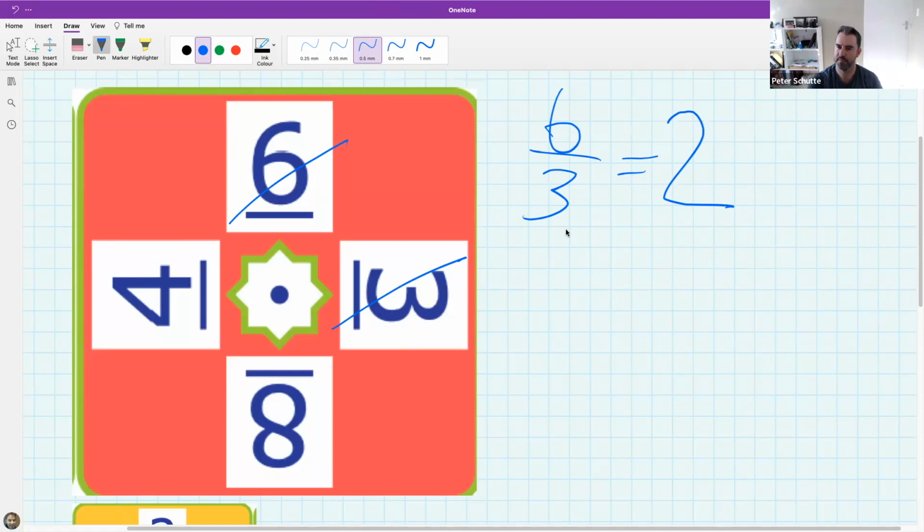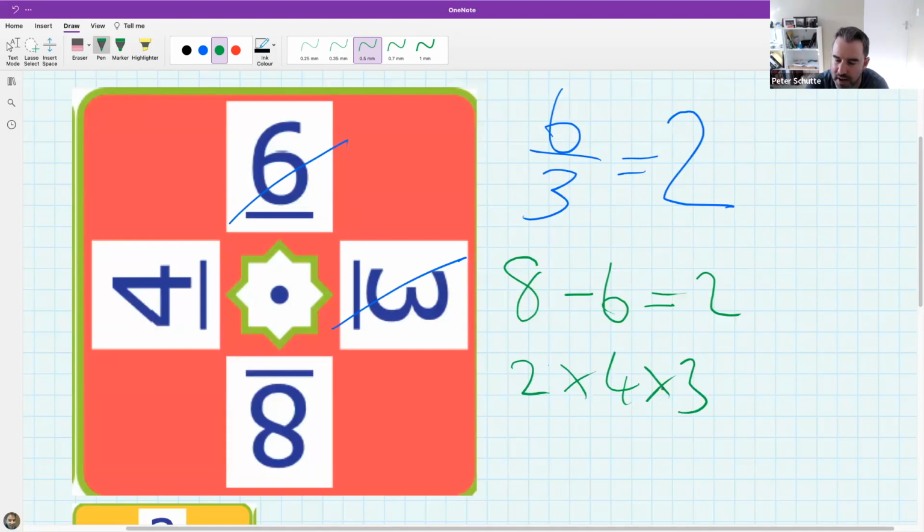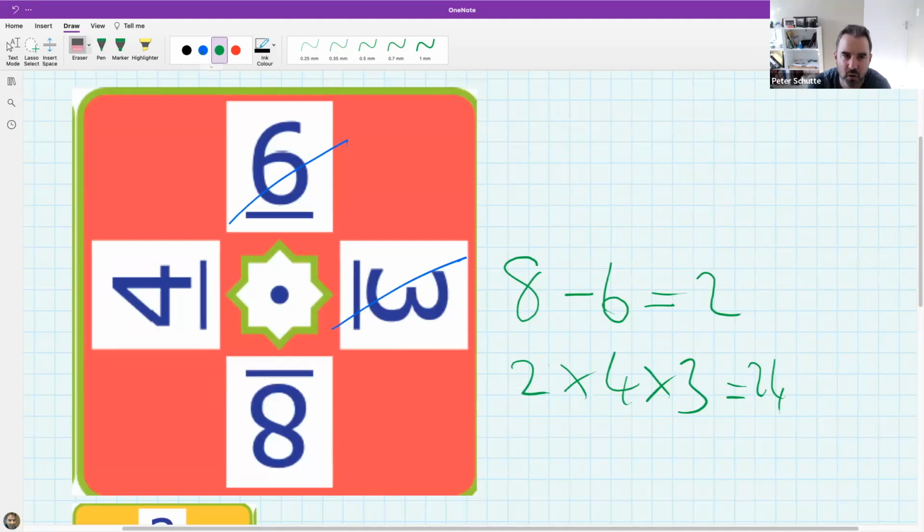Anyone have any ideas? Otherwise, hey, Mbali has said 8 minus 6 is 2, and then 2 times 4 times 3. Mbali did it a different way, and you're absolutely correct, Mbali. That is completely perfect. Nkosi did the same thing. That is impressive. So you guys actually found your own way. Well done.